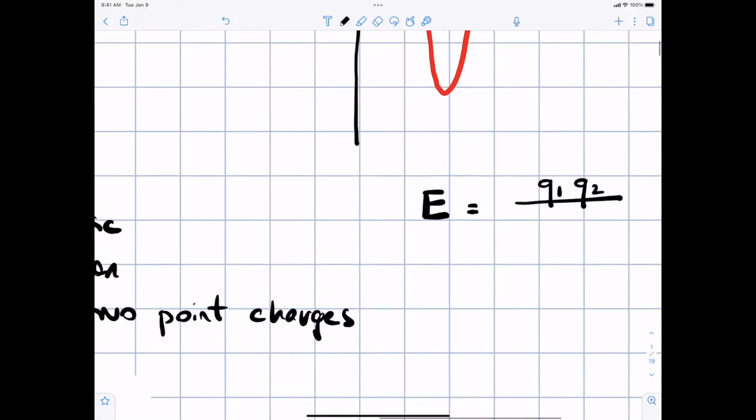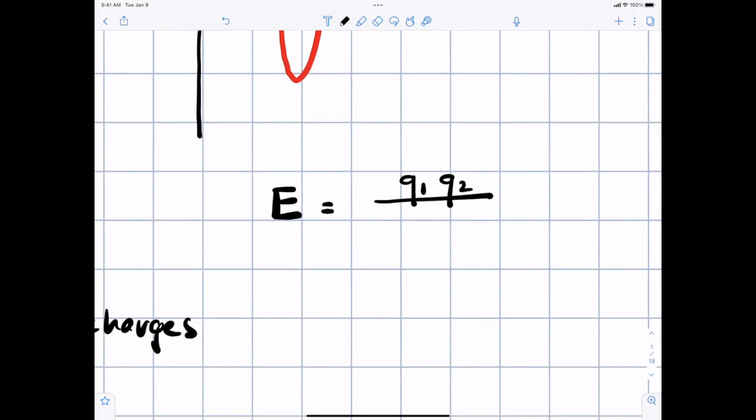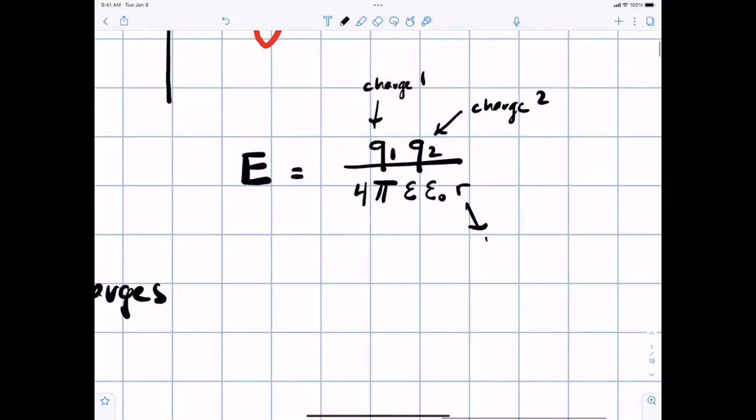These are in units of coulombs. You don't need to worry about that. But basically, we're going to continue to think about +1 charge, +2 charge in terms of the charge of an electron. And then in the denominator, you've got 4 pi, then you have Greek letter epsilon, then you have Greek letter epsilon with a subscript, and then you have r. Okay, so charge 1, charge 2. r is the distance between the two charges.